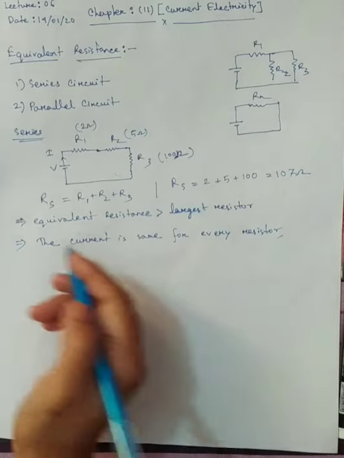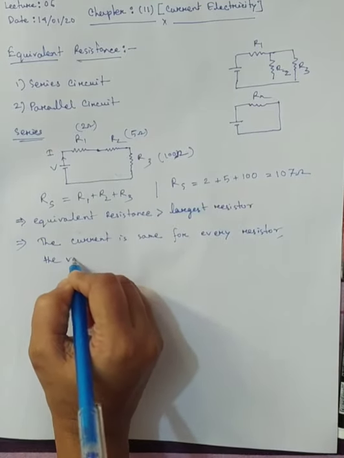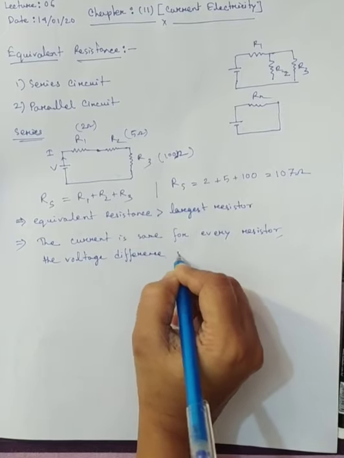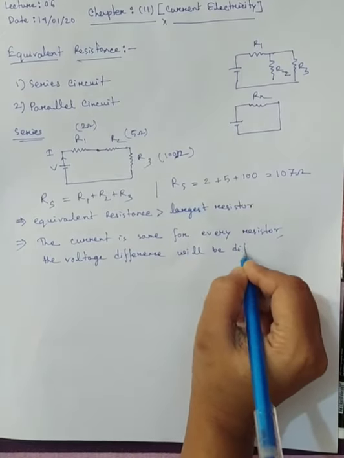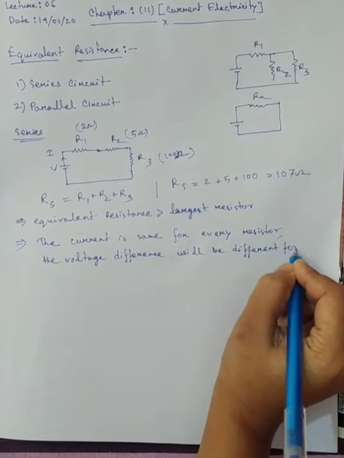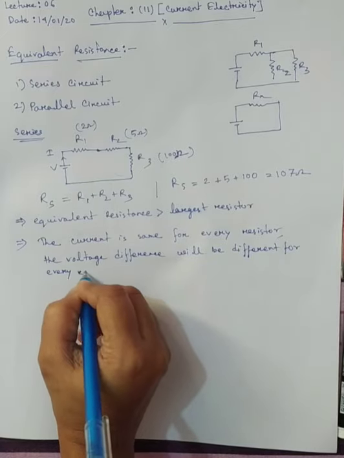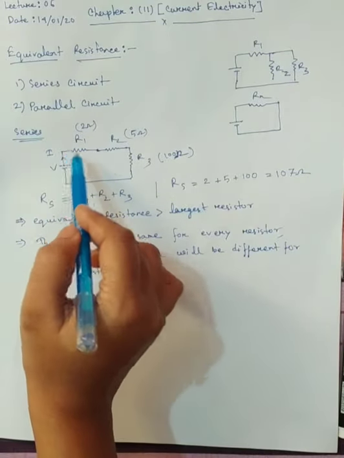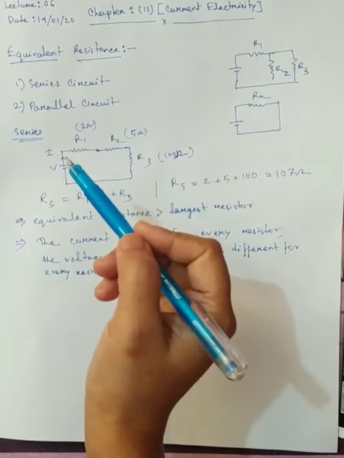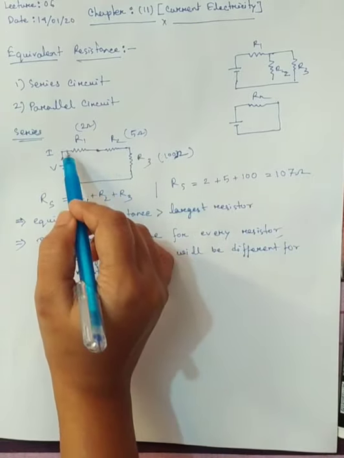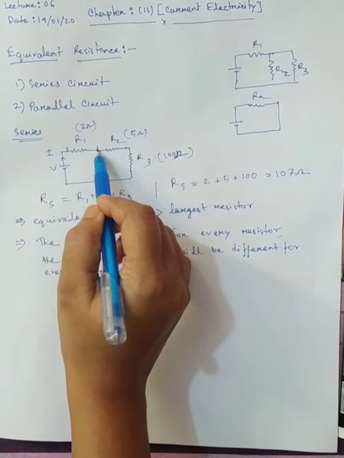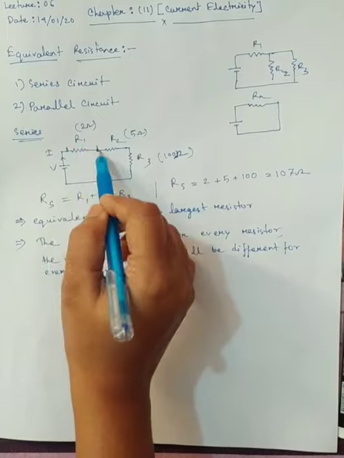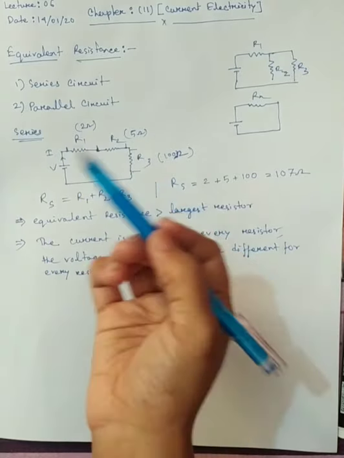The current is the same for every resistor, but the voltage difference or potential difference will be different for every resistor, because the resistances are of different values. All the resistances are of different values, so through every resistor a different amount of voltage will drop over here, and that's why if we measure the potential difference across the two ends of every resistor, প্রত্যেকটা রেজিস্টরের দুই প্রান্তের potential difference আমরা যদি measure করতে যাই, that will be different.